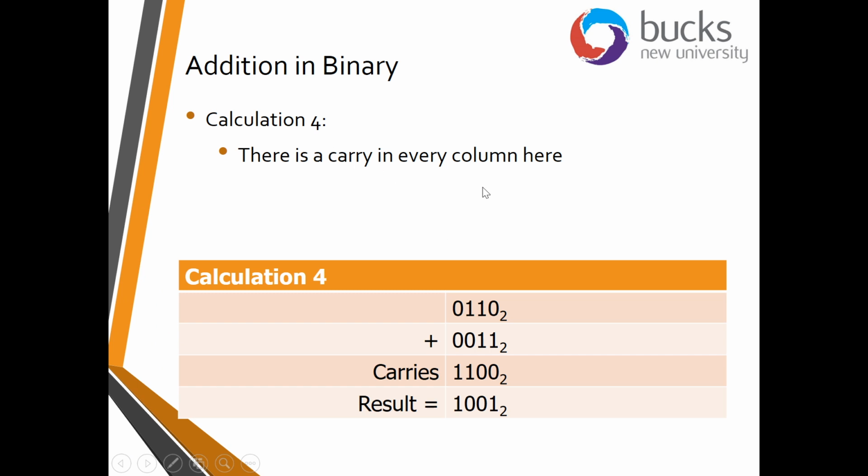So in this particular case, we have a carry in every column. So 0 plus 1 is 1. 1 plus 1 is 0, carry the 1. And then 1 plus 0 plus 1, so it's 1 plus 1, is again 0, carry the 1.